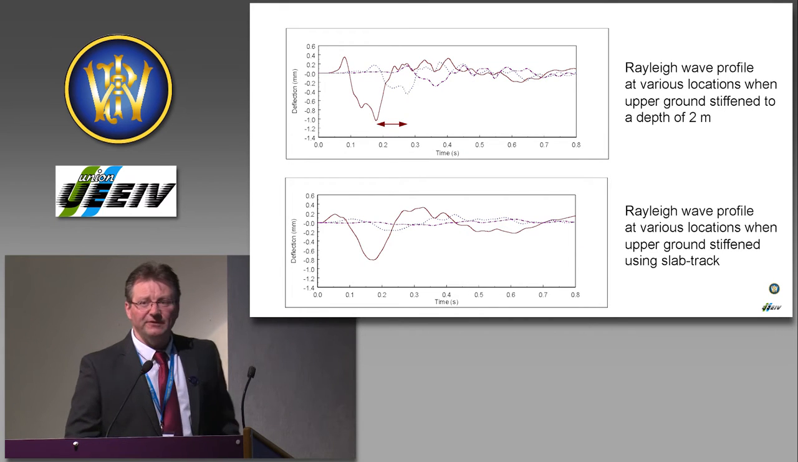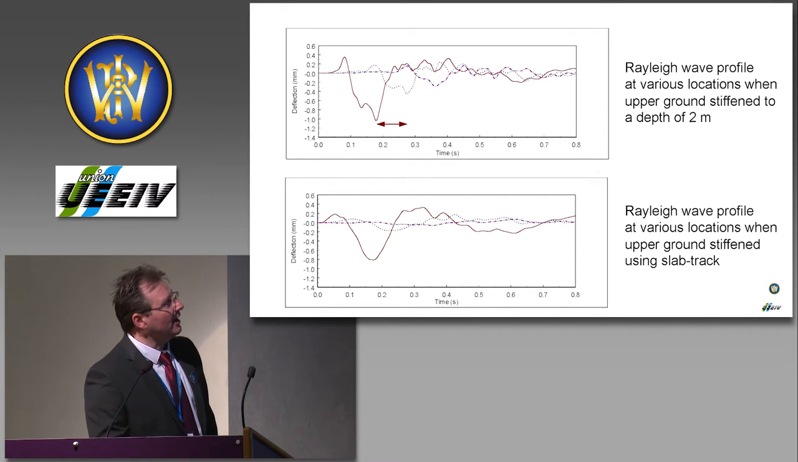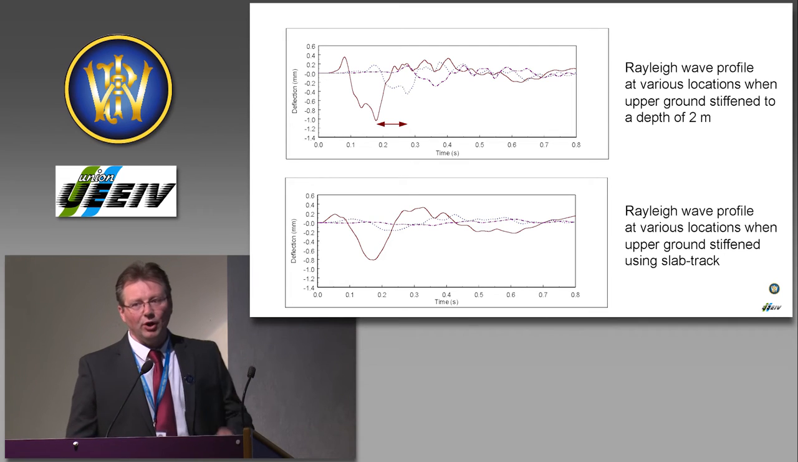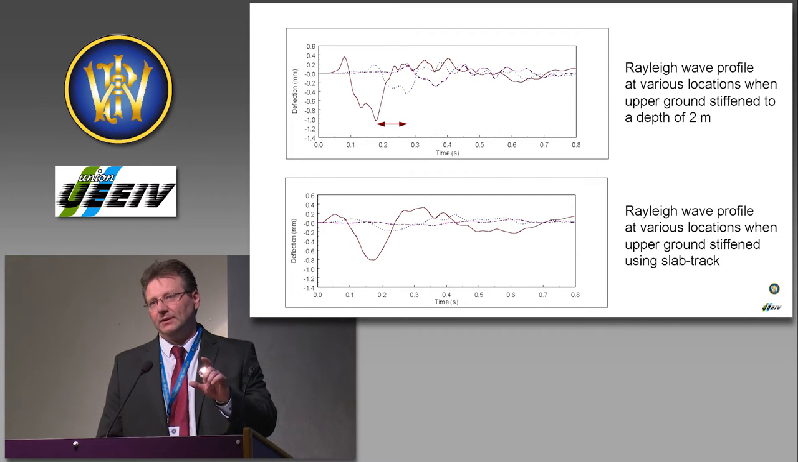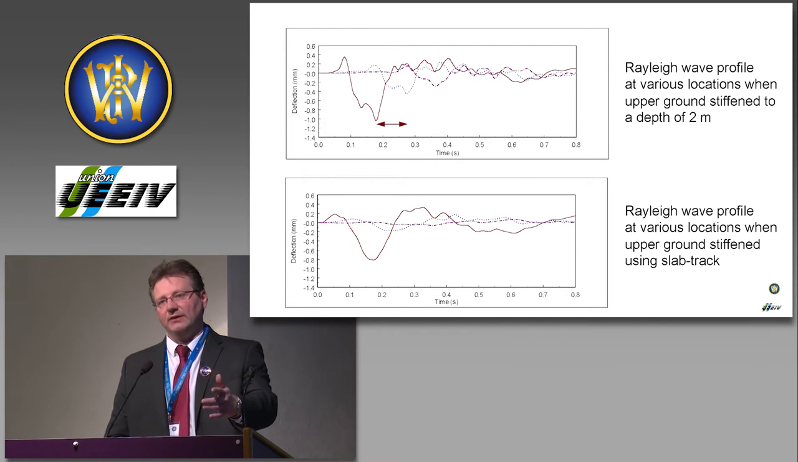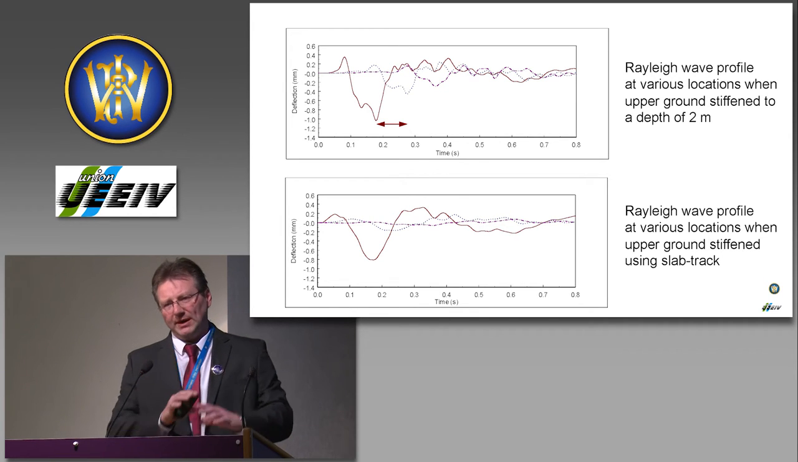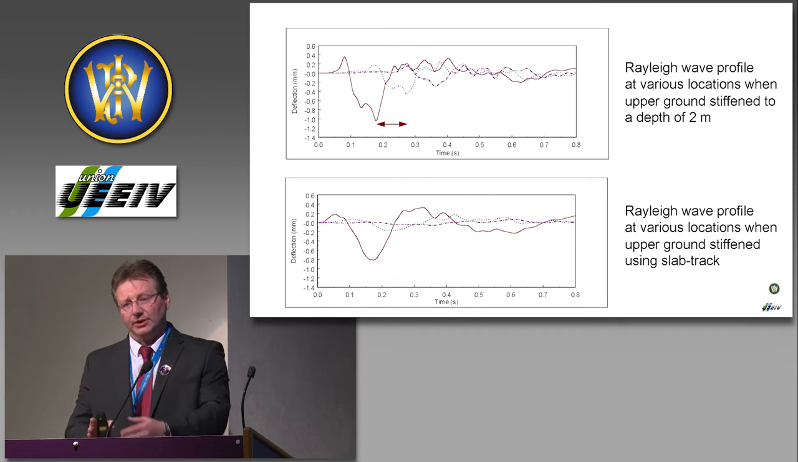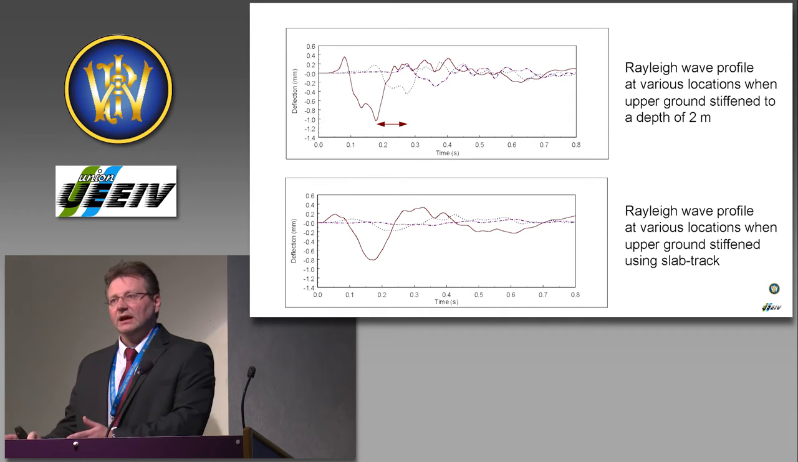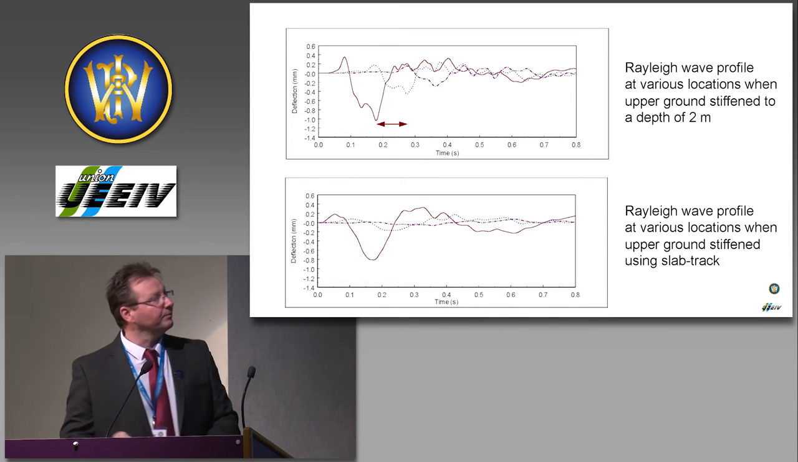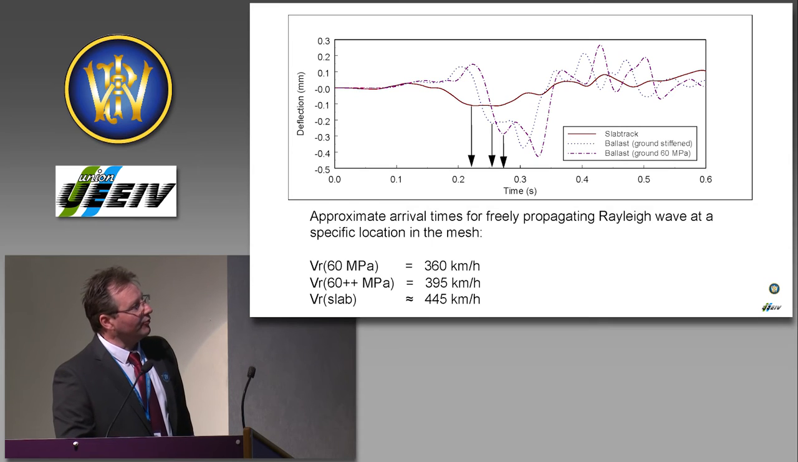We can do that now for different stabilisations. So here, I've stabilised the upper 2 metres of the track and looked at again what the Rayleigh wave velocity will be. And the bottom one is concrete slab track. So what we've done is to compute what the Rayleigh wave speeds are based on that German one, based on a track stiffness, and based on concrete slab. So here are the Rayleigh waves going through the track structure.